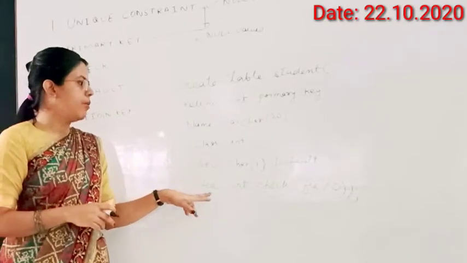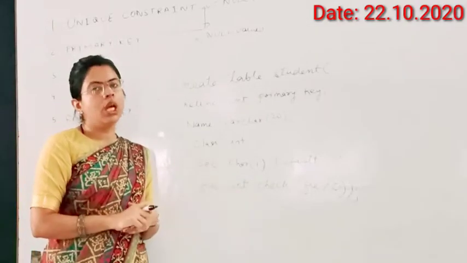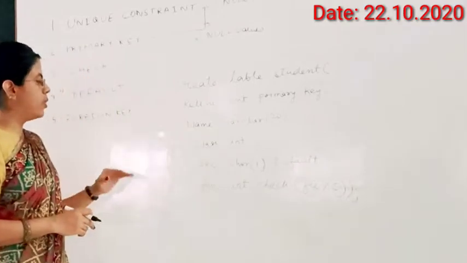Now, when you enter the fee amount, it should be greater. Otherwise, SQL will give you the error. So this is how these constants will be used.